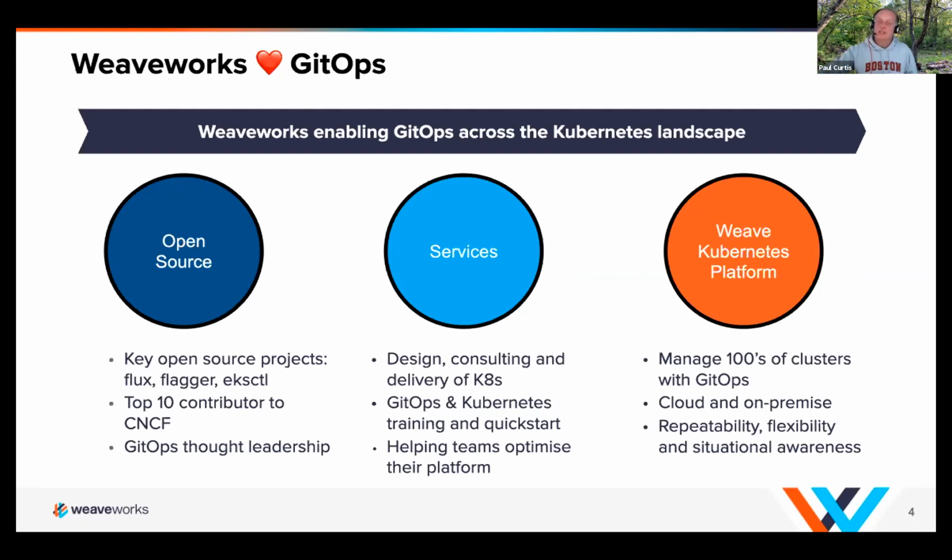And the last thing is that we have product as well. So we provide a packaged Kubernetes platform, the Weave Kubernetes Platform, which we're going to look at today, which comes with all of the product as well as support for it. So 24/7 support, and that comes in various different flavors. So all that being said, let's touch on GitOps in general very quickly.